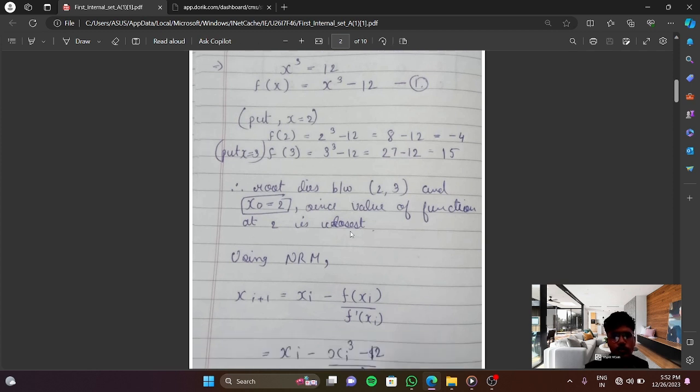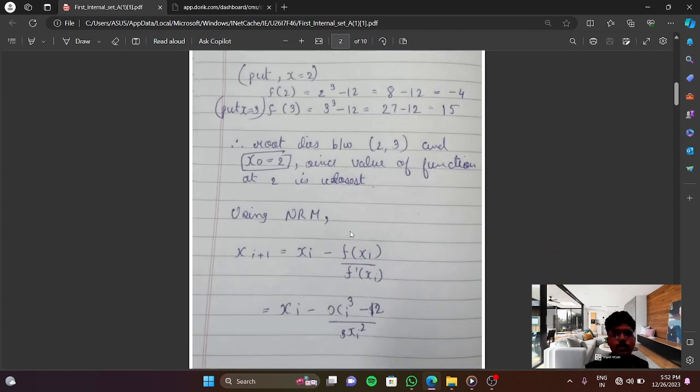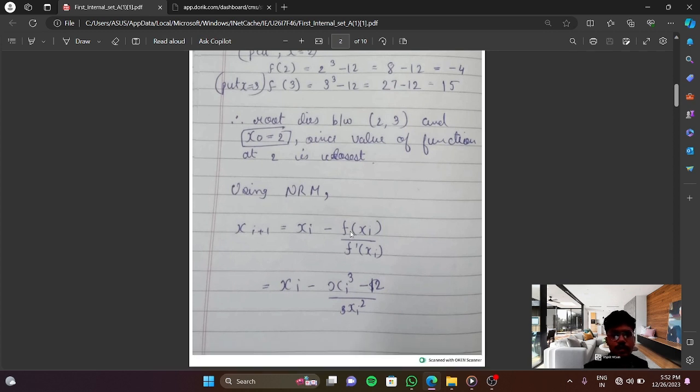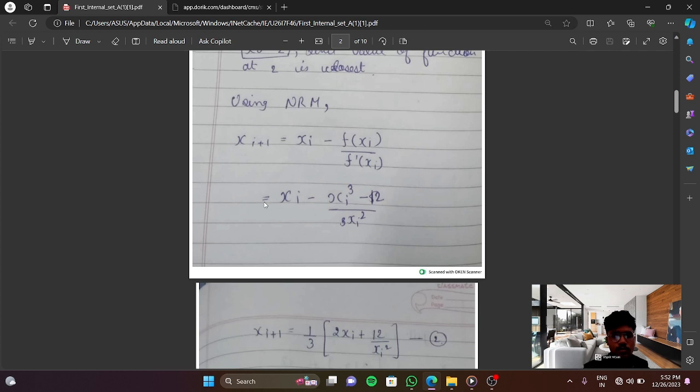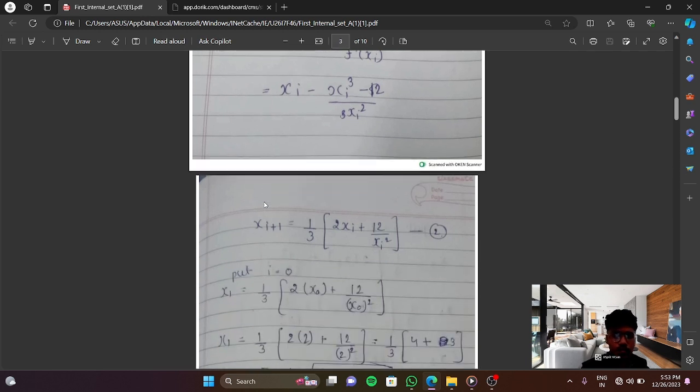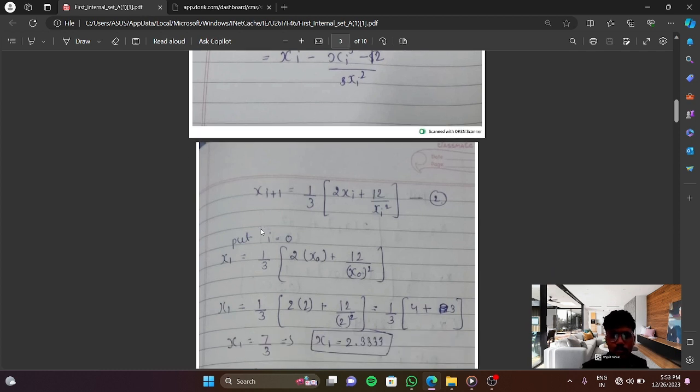And x0 is equal to 2. Now using the Newton-Raphson method, the formula is x(i+1) is equal to xi minus f(xi) upon f'(xi). So it is equal to xi minus (xi cube minus 12) upon 3xi square. So x(i+1) is equal to 1 by 3 bracket 2xi plus 12 over xi square. We call this equation number 2.